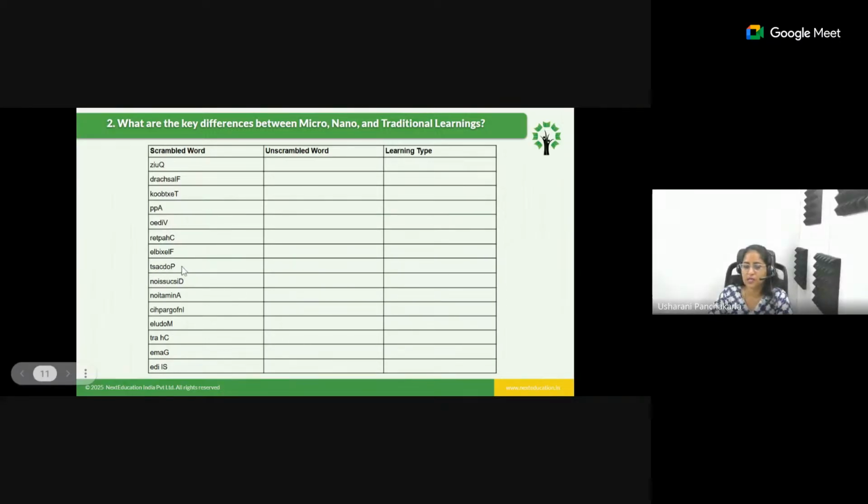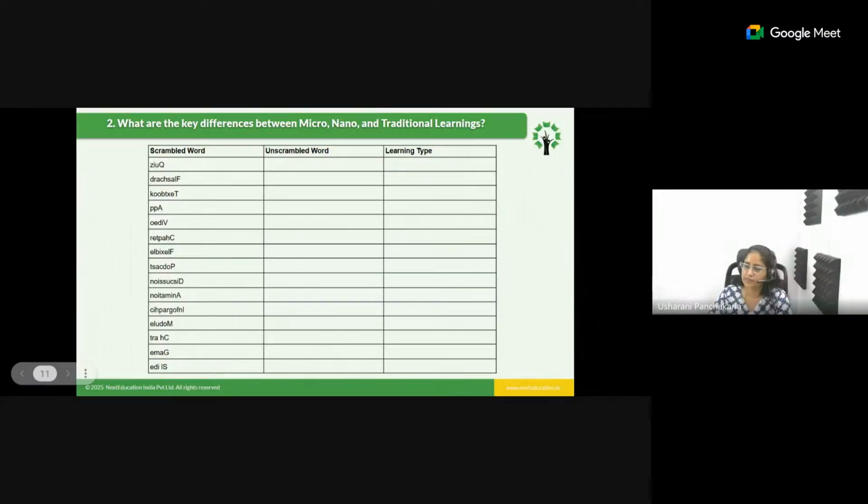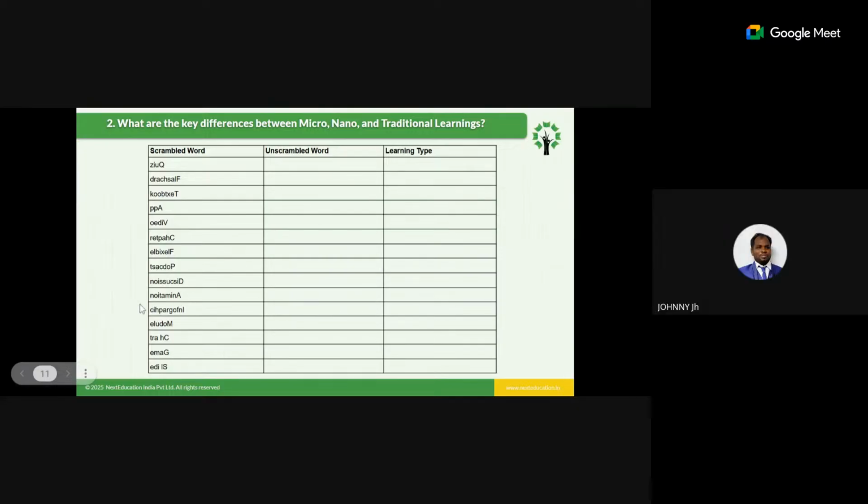Yes, podcast can also be micro, it varies, because it can be 5 minutes, it can be 1 minute, it can be 30 seconds. So it can be accommodated in both. Discussion. It can be used in three. Discussion is mostly traditional. What about this? Animation.